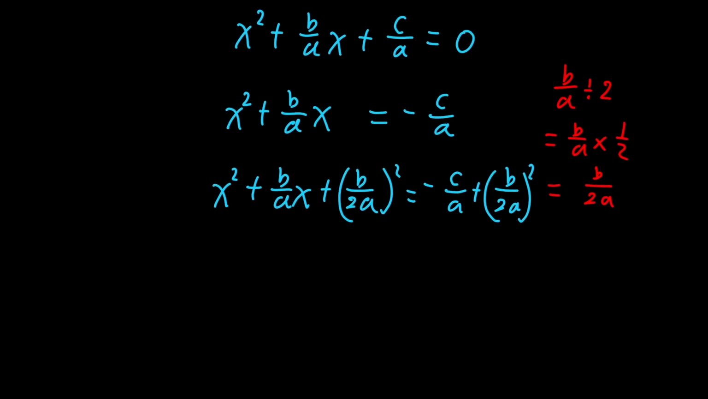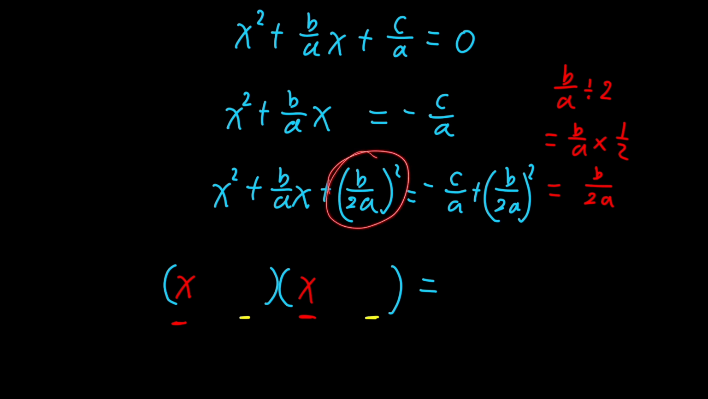Then we will factor this whole chunk by putting parentheses, and these two terms will be the factors of this x squared. So x times x will be x squared. And these two terms will be the factors of this third term. But at the same time, the sum of the factors will be b over a.